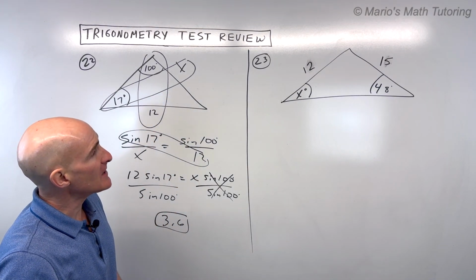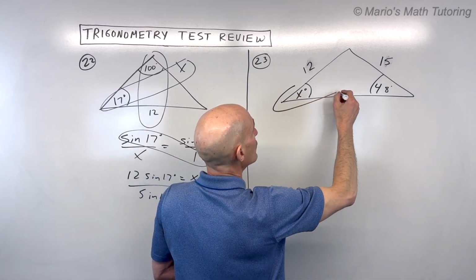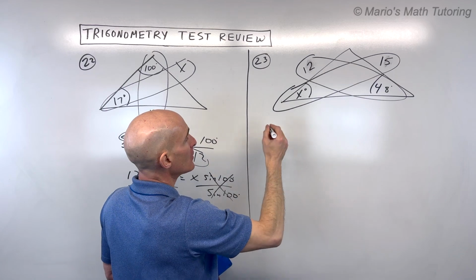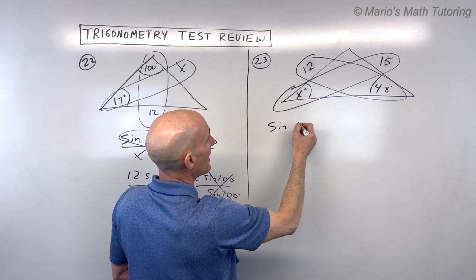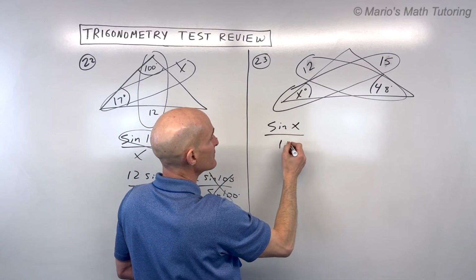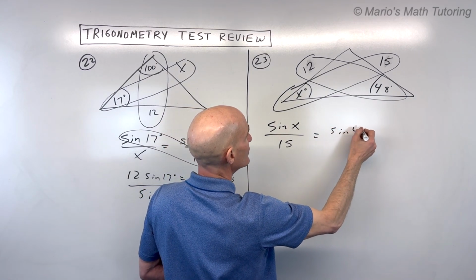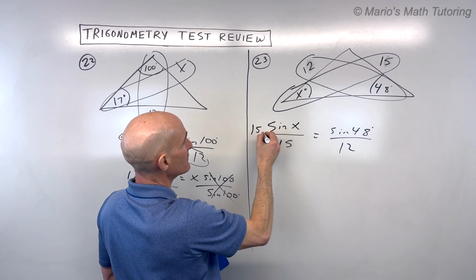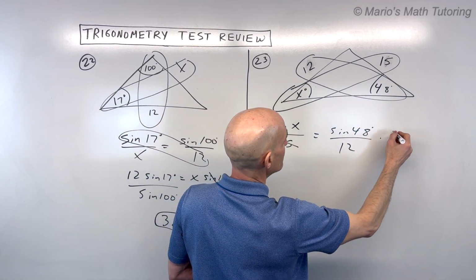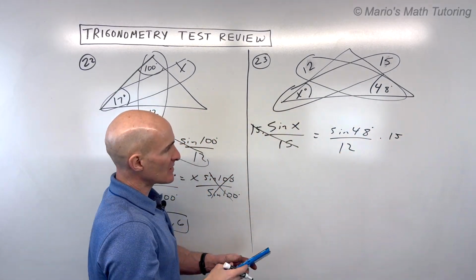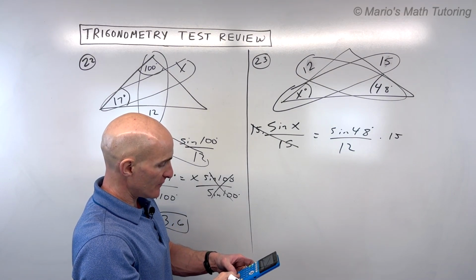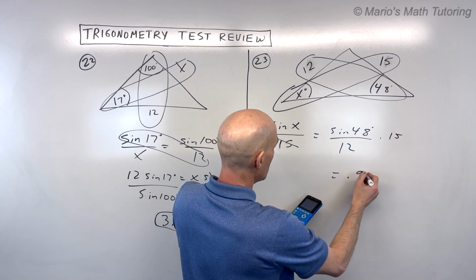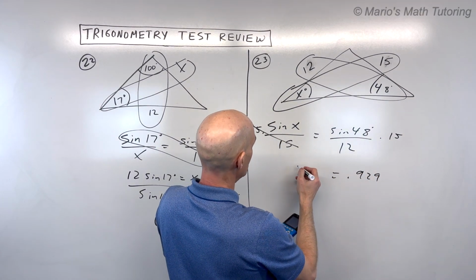For 23, same idea. You've got this angle and the side opposite, angle and the side opposite. We can go ahead and use our law of sines. We're going to say sine of x over its side opposite, 15, is equal to sine of 48 degrees over its side opposite, 12. I'm going to multiply both sides by 15 to get sine of x by itself. And let me just see what this comes out to roughly. So 15 sine of 48 divided by 12. Okay, so it's about 0.929. So that's sine of x.